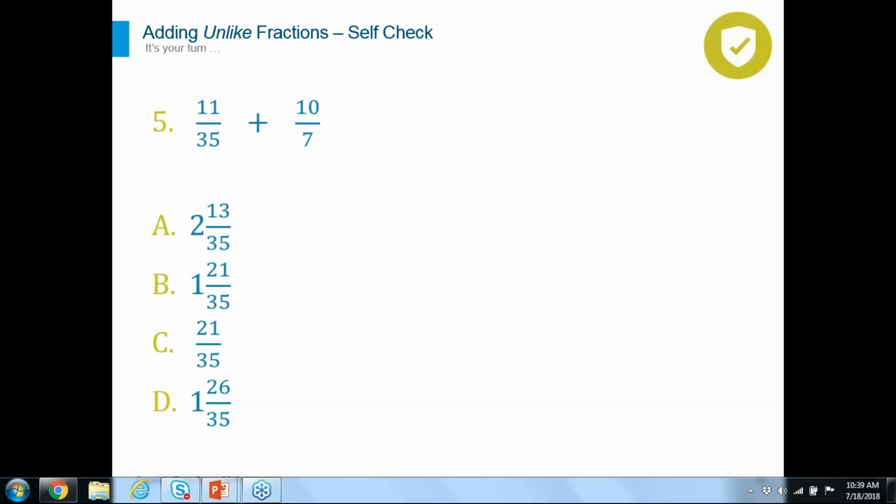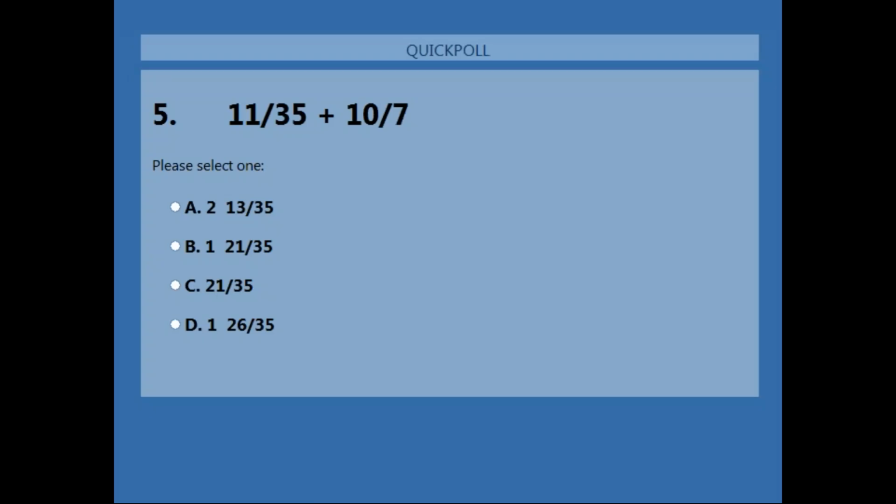What do you think? What is the sum of the two unlike fractions that you see on the screen? I'm going to change my screen now and give you the question. You still have time to think about how to do the addition and what is the common denominator.